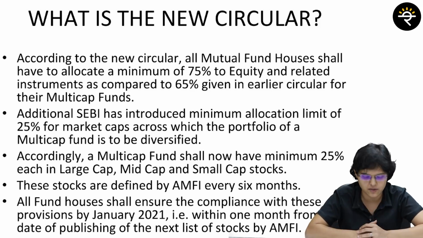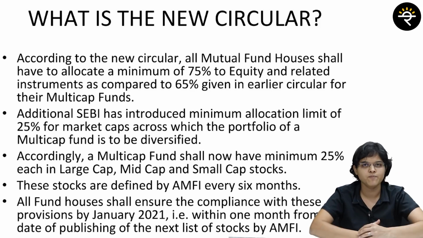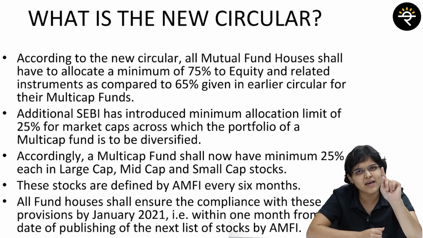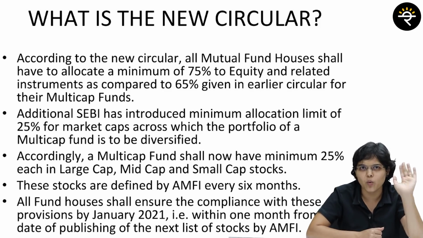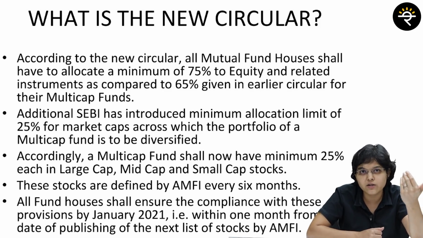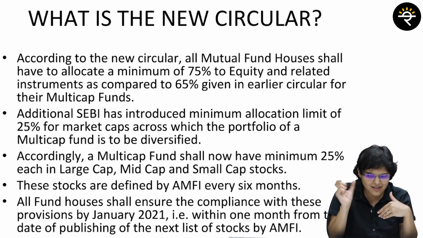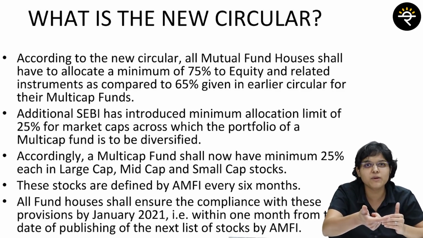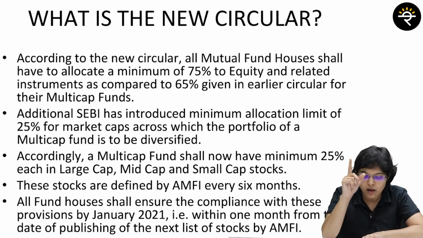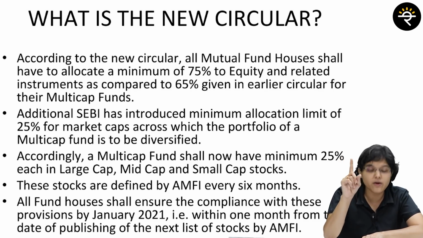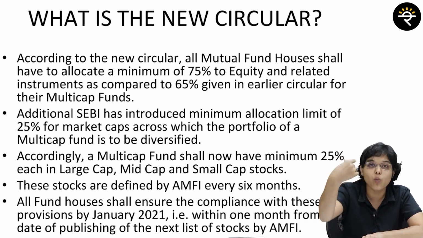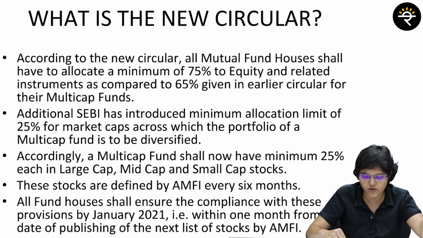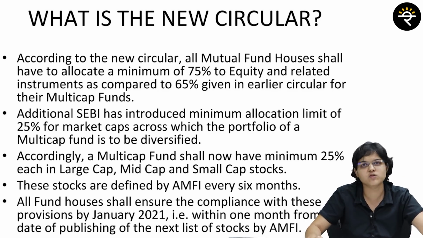AMFI publishes this list. When does it publish? When does it define this? This is defined once every 6 months. Okay? Once every 6 months. So it is generally in June and in December. So that is why this last line now. So when will the next list be published? In December. So what was the last line? They have to comply with this by January 2021, that is within 1 month from the date of publishing of the next list of stocks by AMFI.